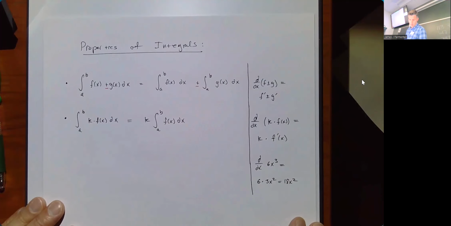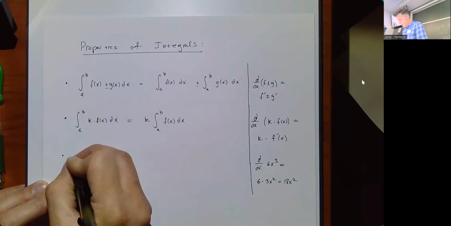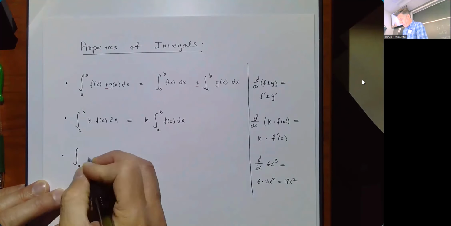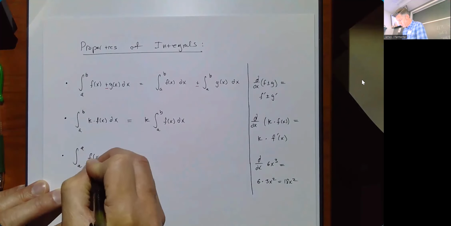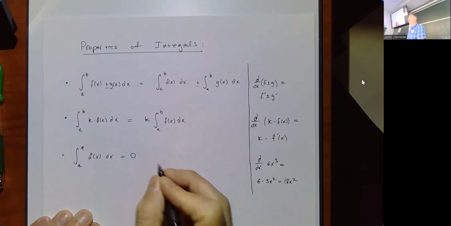What other properties do I have here? Oh yeah, that one. If you do the integral from a to a of some function, you're asking how much area is under the curve f of x when you start at x equals a and end at x equals a. You've got no width, meaning you've got no area. It's going to be a big old 0.